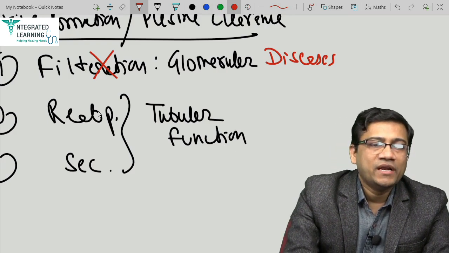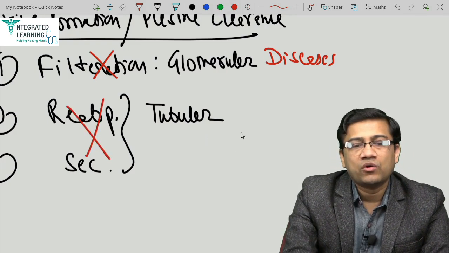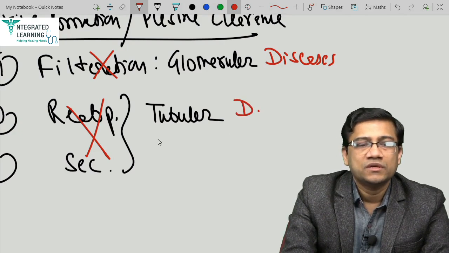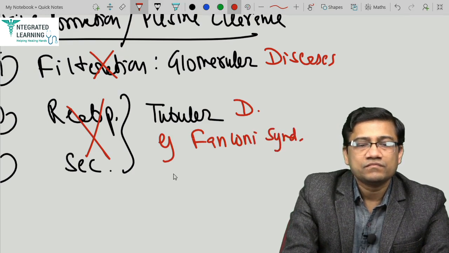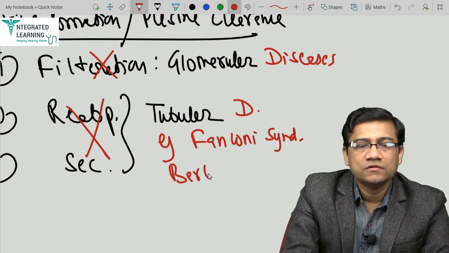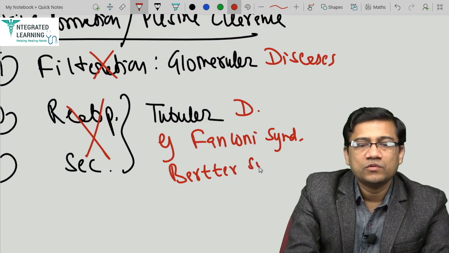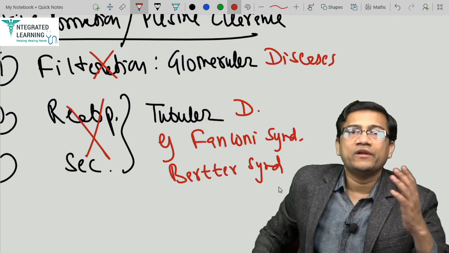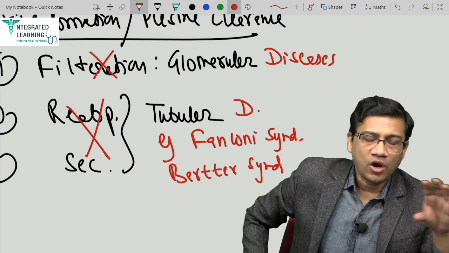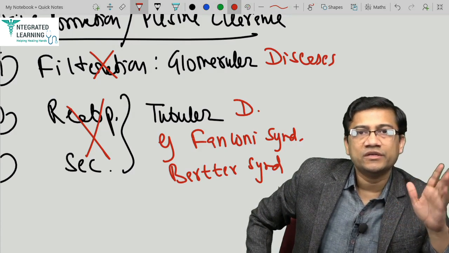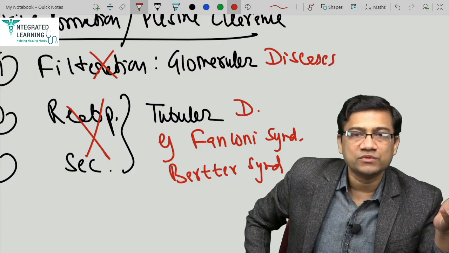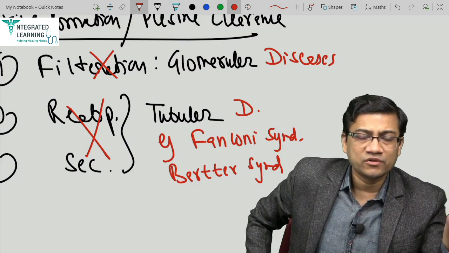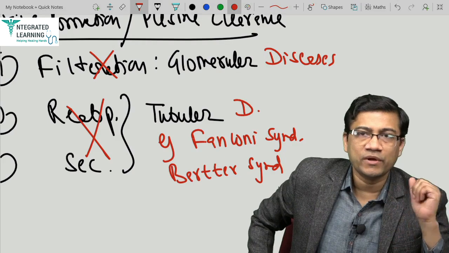Okay. And any problem with the tubules is called a tubular disorder. Examples, which I will also discuss, are Fanconi syndrome, Bartter's syndrome, etc. So there are two kinds of disorders in the kidney, glomerular disorders and tubular disorders. Here we have mainly glomerulonephritis and here we have mainly syndromes. Gitelman, Liddle syndrome. So various syndromes are there in the tubular disorders.